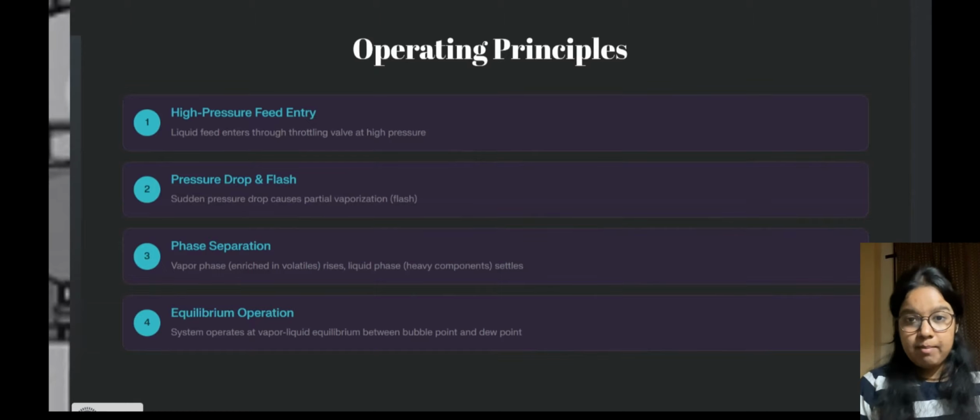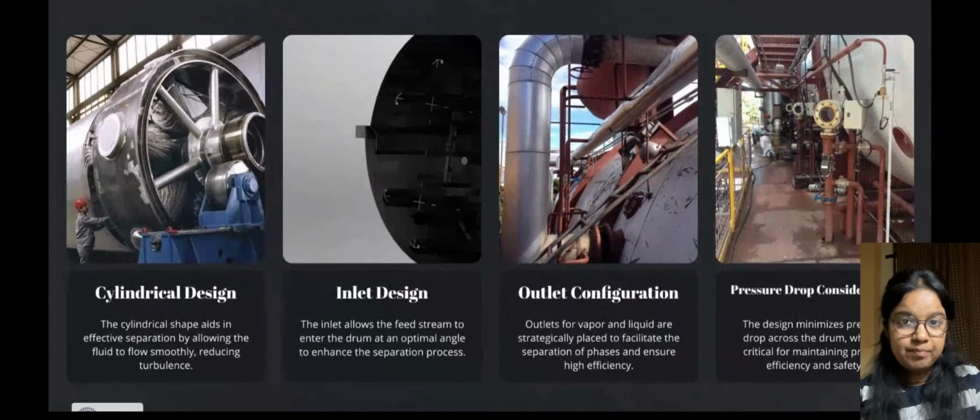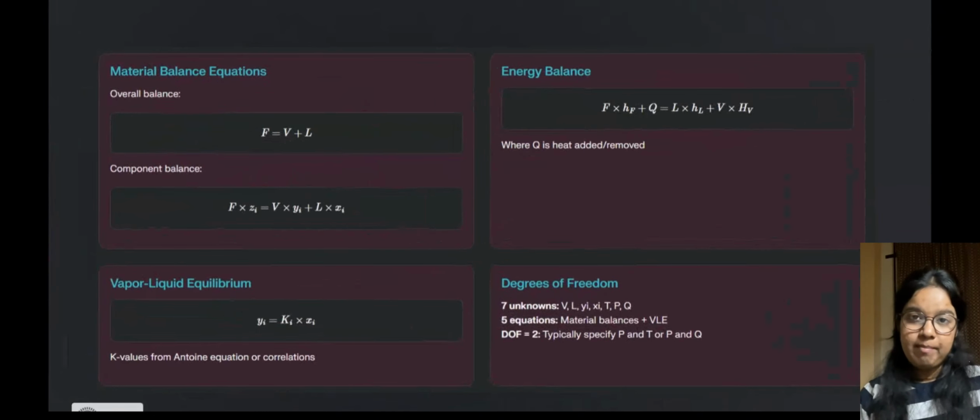The design mathematics starts with the material balance, which is F equals V plus L. We also have our component balance and energy balance along with the mole fraction constraints. So, the challenge is we have 5 equations but 7 variables. Now, going by the rules of degrees of freedom, we know that we need exactly 2 specifications to solve this system completely.